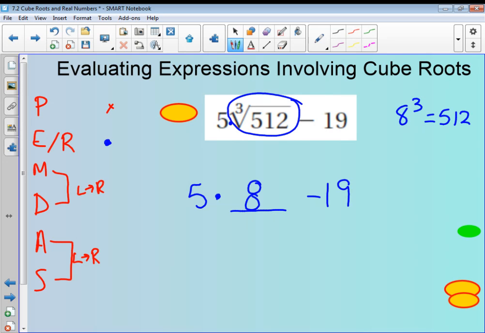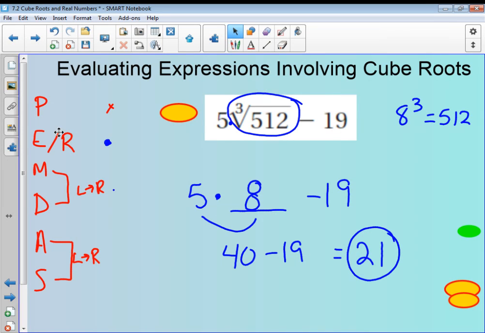Okay, now following order of operations, do I have any multiplying or dividing? Yes, I do. So we need to solve this. 5 times 8 is 40, minus 19. So 40 minus 19 gives me 21. So we get 21 for that one.